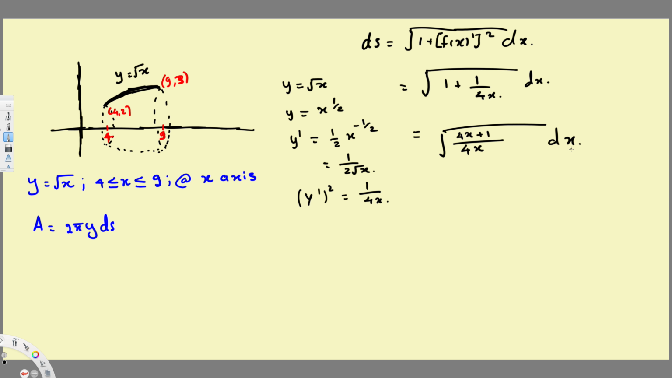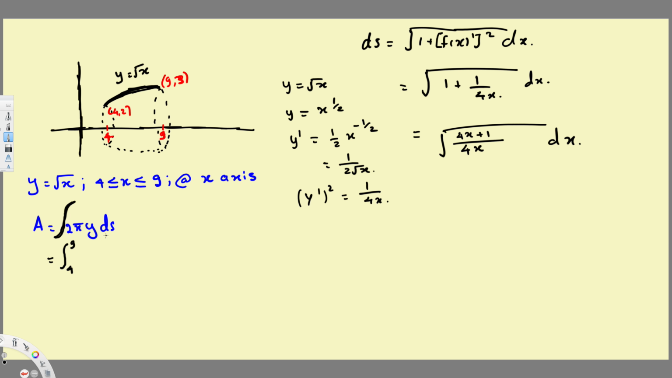And this is what we found from the arc length formula. Now let's plug it into this equation. Area is the one we are trying to find, and the limits of integration are going to be 4 to 9, right? So this is the integral of 2 pi y ds. 2 pi y represents circumference, and if you integrate that, that's going to give you area. So here we have limits of integration going from 4 to 9.